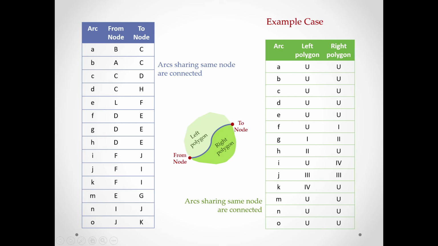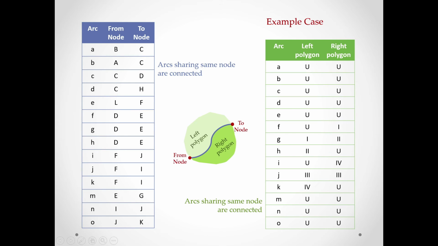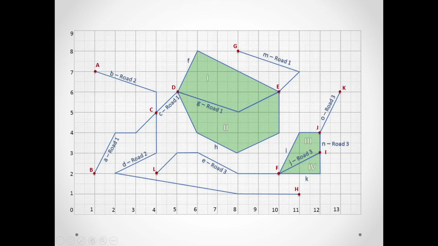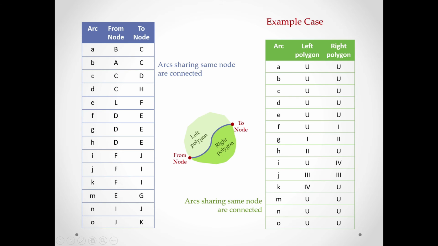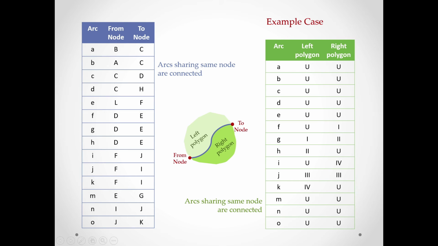So let's see what arc A is. This is arc A, and there is no polygon on the left side. Also, there is no polygon on the right side. So the left polygon is universe and the right polygon is also universe. Similarly, for arc B, the left and right polygons are universe. For node B, C and D, likewise, both left and right are universe.